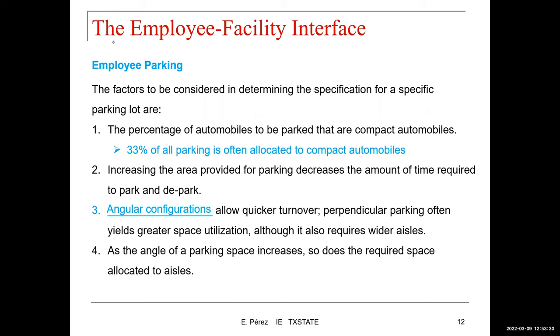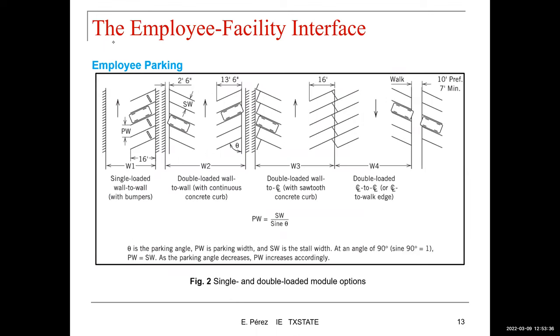As the angle of the parking space increases, so does the required space. So here's some information about the angle, the type of design, and also the width of the aisles. So we have 1, 2, 3, 4 configurations, W1 up to W4. And they're all different. So this is W2, W3, and W4.